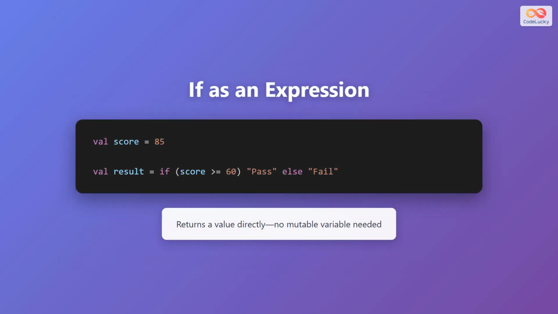Now let's see the same logic using if as an expression. You declare score as 85. Then you can directly assign the result of the if expression to an immutable val named result. The if expression checks if score is greater than or equal to 60. If true, it returns the string pass. Otherwise, it returns fail. The entire if expression evaluates to a value, which gets assigned to result. No mutable variable needed. This approach is cleaner and safer.